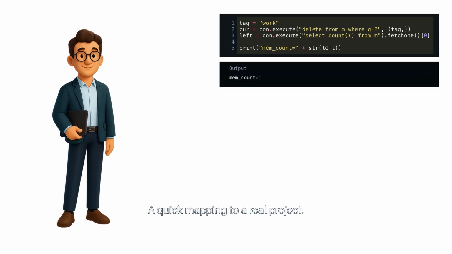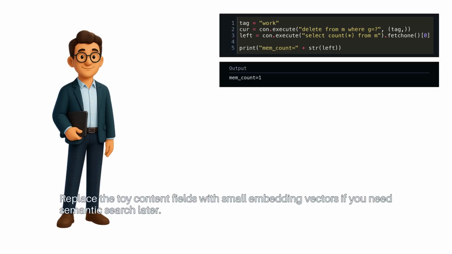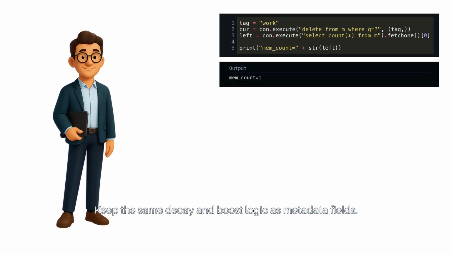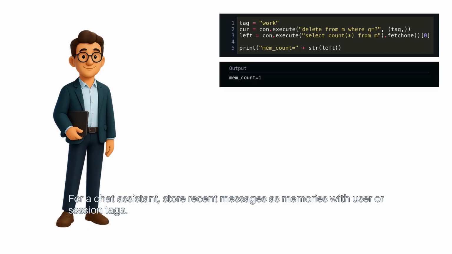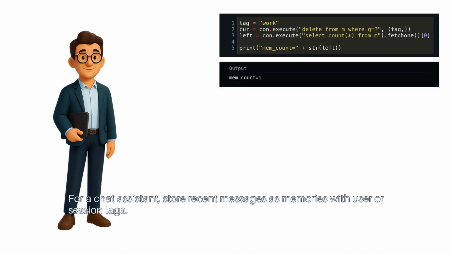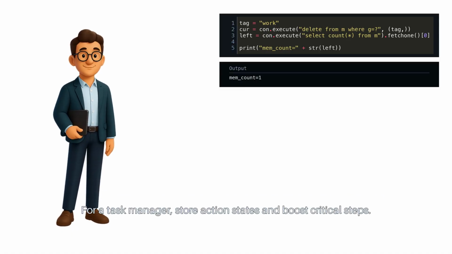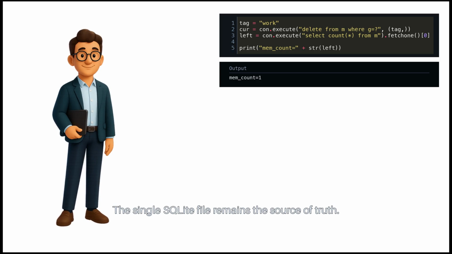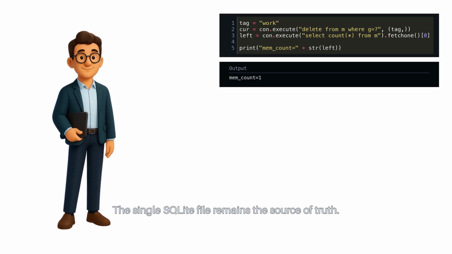A quick mapping to a real project. Replace the toy content fields with small embedding vectors if you need semantic search later. Keep the same decay and boost logic as metadata fields. For a chat assistant, store recent messages as memories with user or session tags. For a task manager, store action states and boost critical steps. The single SQLite file remains the source of truth.